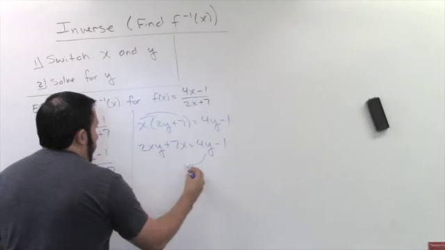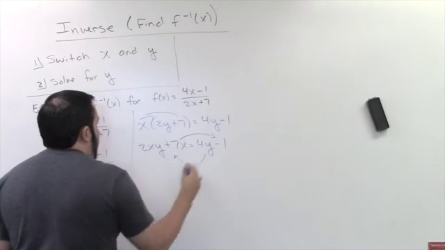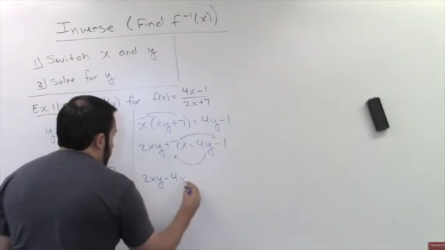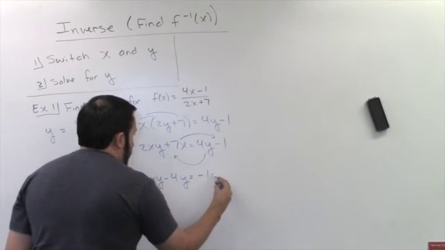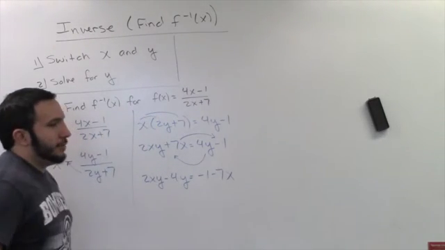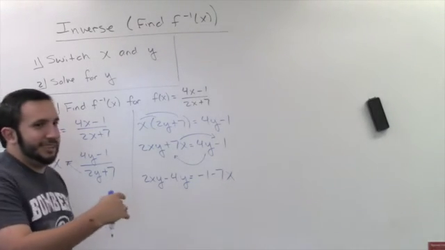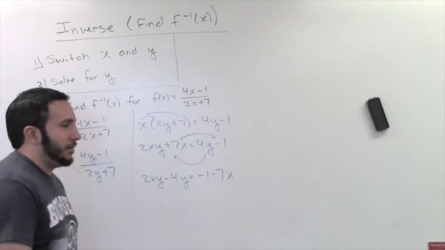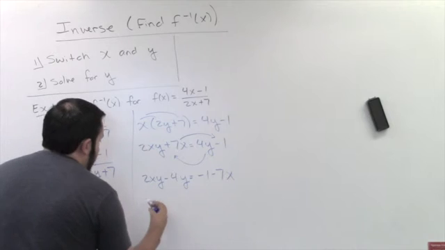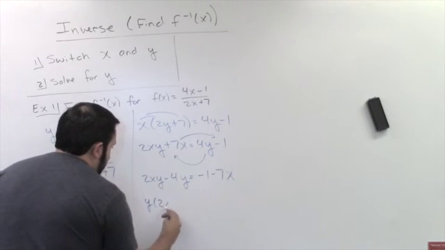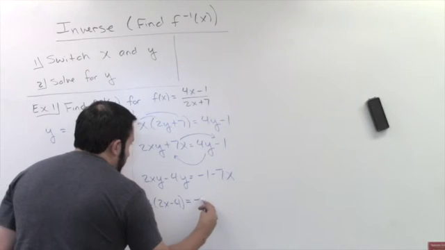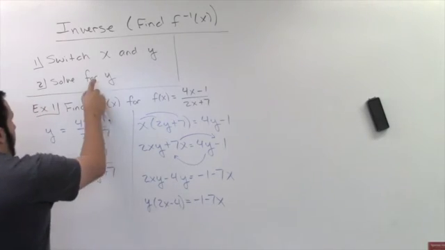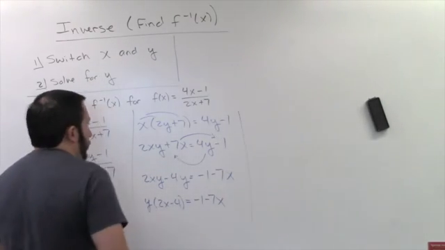So, moving this 4y over to the left side, and this 7x over to the right side, I get 2xy minus 4y is equal to minus 1 minus 7x. And I didn't do that for fun. Well, it was kind of fun. But the reason I did that was because I wanted to be able to factor out the y. And when I factor out the y, I can divide. So factoring this y out, I get that y times (2x minus 4) is equal to minus 1 minus 7x. And now that I have that, you simply divide, and we'll have successfully solved for y.